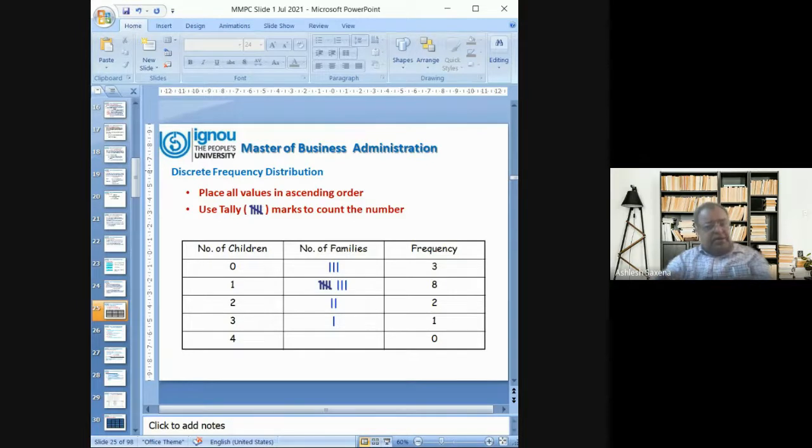a tally table. That is, for each observation, one perpendicular line. After completion of 4 perpendicular lines, a slash is drawn, so that includes 5. You can see over here, 3 perpendicular lines indicate a frequency of 3. And 5 plus 3 is 8. 2 over here, 1 here. And for 4, there is nothing. This is how your frequency distribution table is drawn.